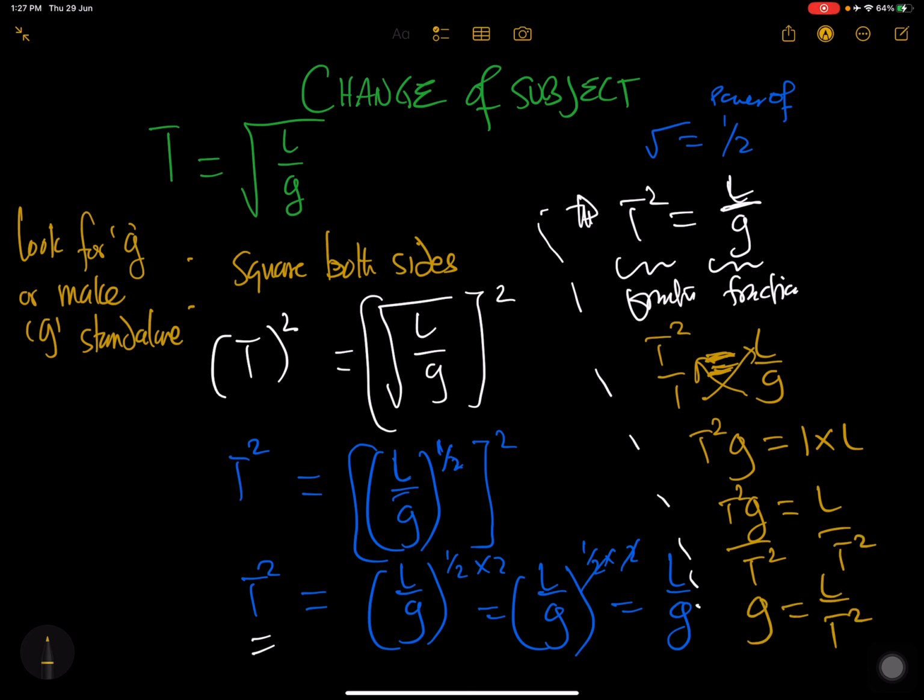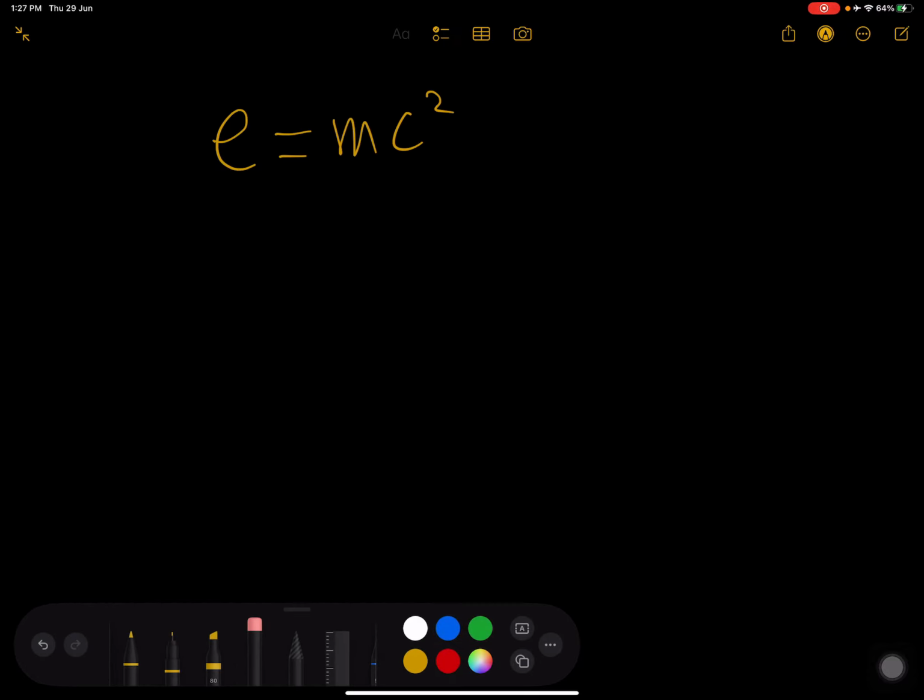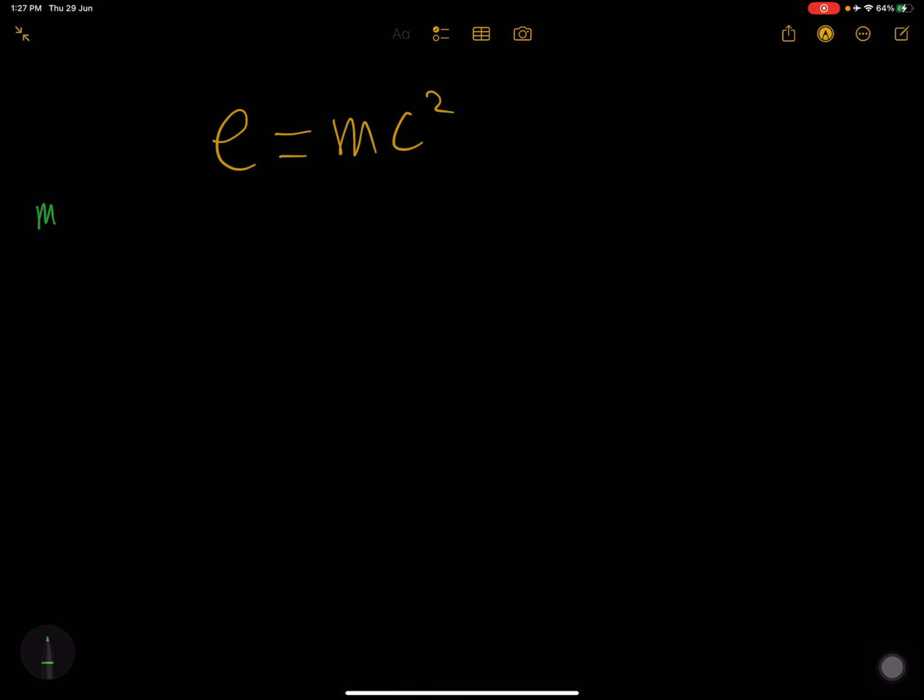This is what we mean by change of subject. Another question is we could be given E is equal to MC squared, and we can be told to make C the subject. We can see that the C there is already attached to M. So let's find a way to eliminate that.